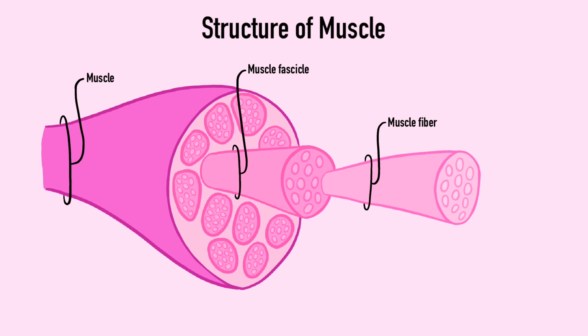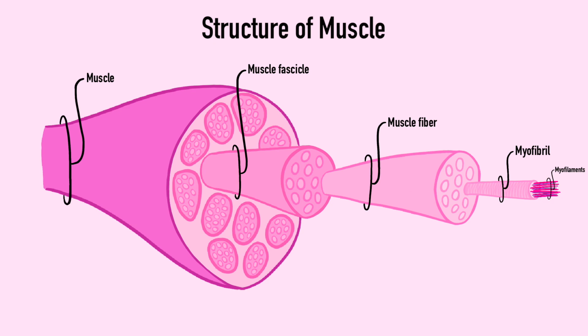Muscle fibers, also known as myocytes, are multinucleated muscle cells. And there are even smaller structures. Muscle fibers consist of myofibrils, and myofibrils consist of thick and thin myofilaments. Now let's quickly review the organization of connective tissue in muscle.